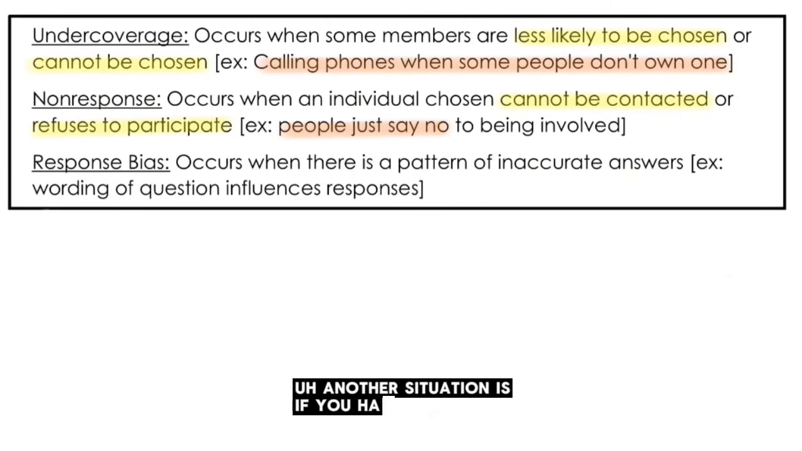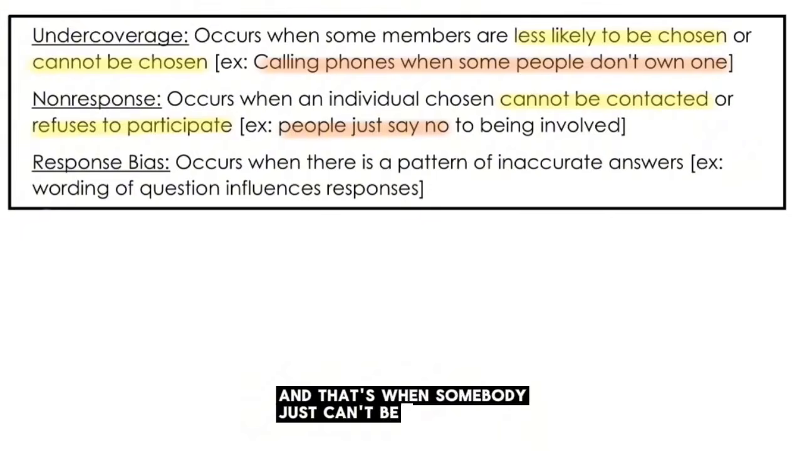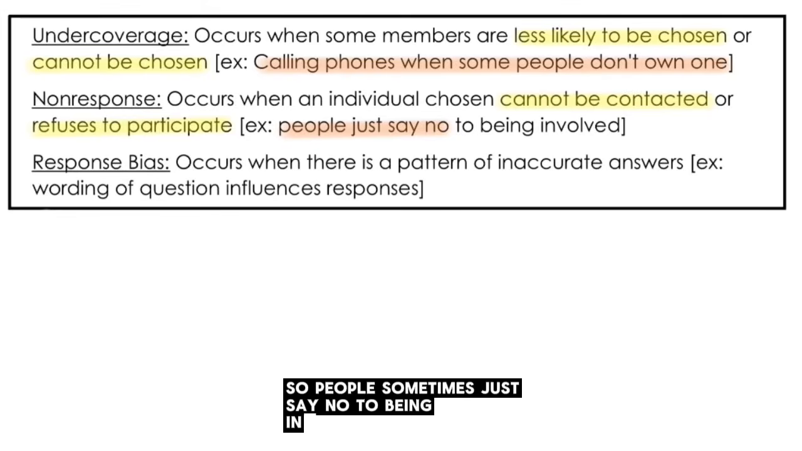Another situation is if you have a non-response, and that's when somebody just can't be contacted or they refuse to participate. They might have initially signed up, but then you can't reach them, and oh well, in your sampling survey you have some non-responses, and that's just part of the process. So people sometimes just say no to being involved with the study.